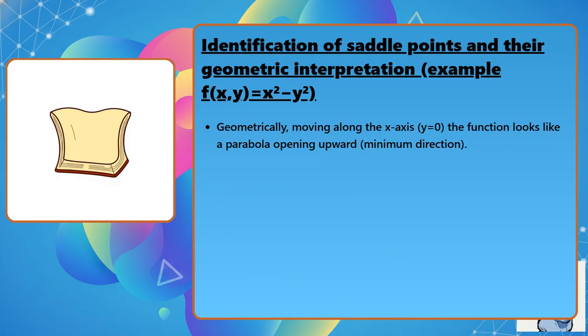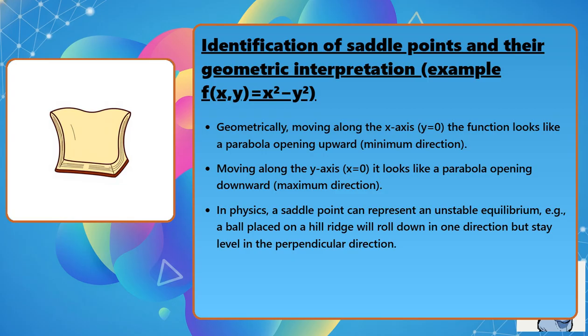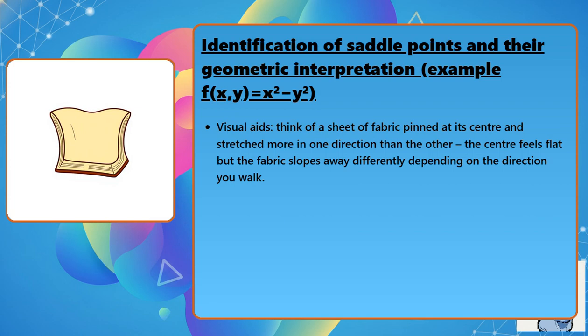Geometrically, moving along the x-axis, y equals 0, the function looks like a parabola opening upward, a minimum direction. Moving along the y-axis, x equals 0, it looks like a parabola opening downward, a maximum direction. In physics, a saddle point can represent an unstable equilibrium. For example, a ball placed on a hill ridge will roll down in one direction but stay level in the perpendicular direction. Visual aids: think of a sheet of fabric pinned at its center and stretched more in one direction than the other. The center feels flat, but the fabric slopes away differently depending on the direction you walk.